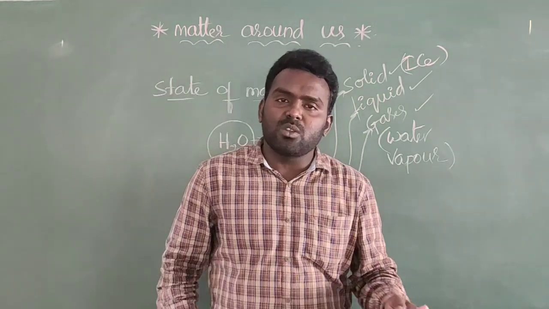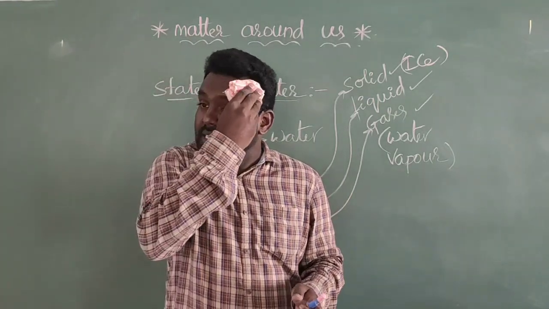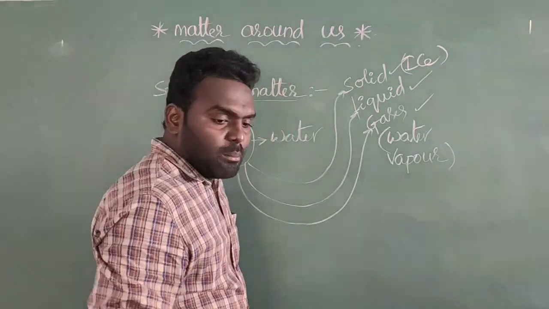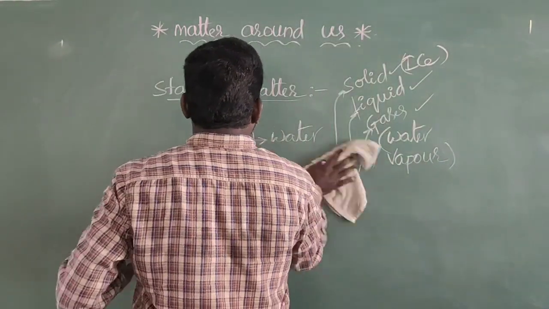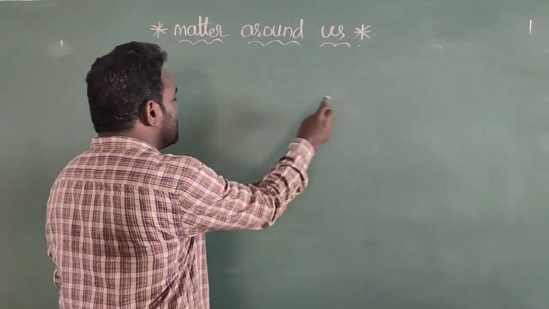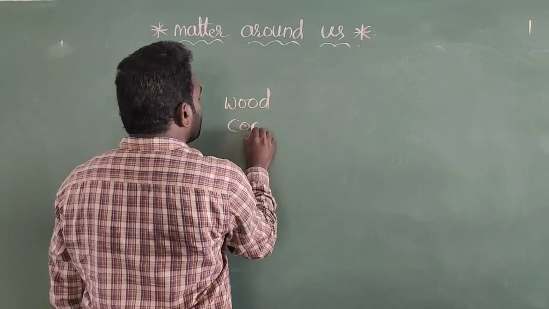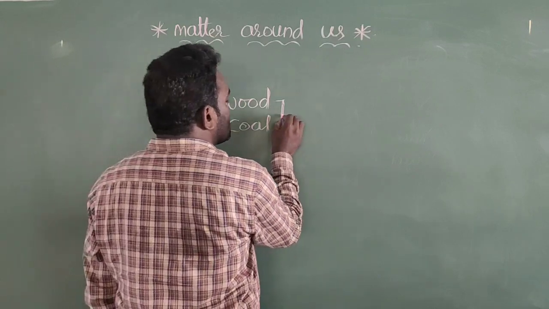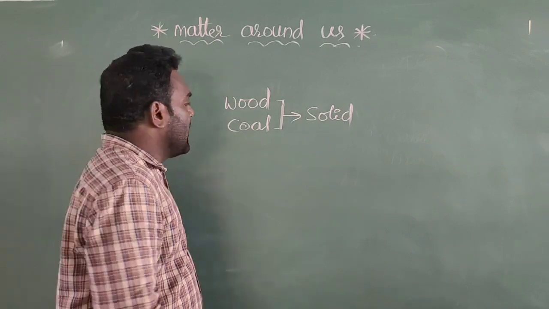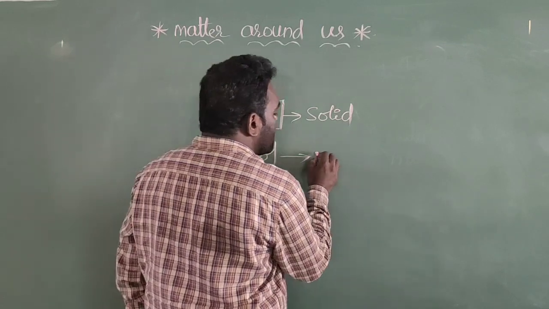And in our surrounding materials, which materials follow these three physical states? Suppose you see solid materials, for example wood and coal. Wood and coal both are present as solid materials. And by the observation of petrol, this petrol is present in the liquid state.